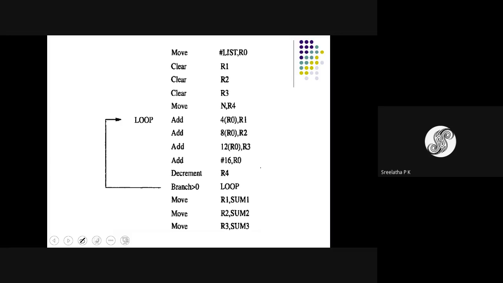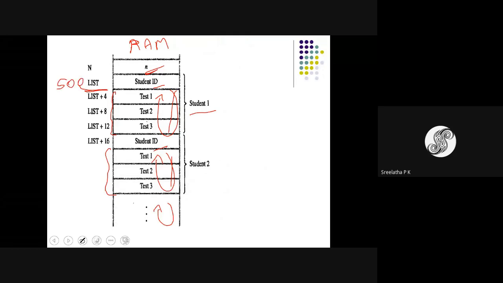You can see this is list, immediate addressing, hash list. List is a constant, it has some value. What is the value? Suppose the memory location is 500, so the value 500 is stored in list. So this is a memory location. Here, moving, this is an example, 500 is moved to R0 through list. It means the location is 500.